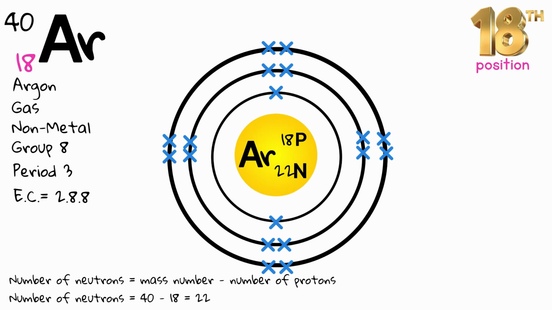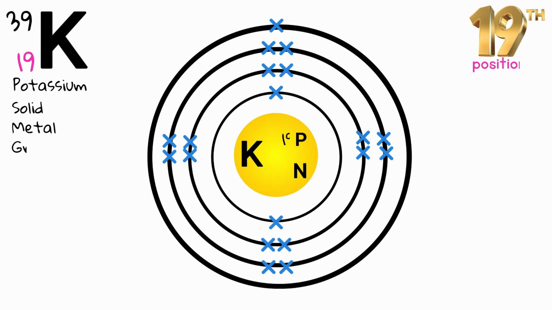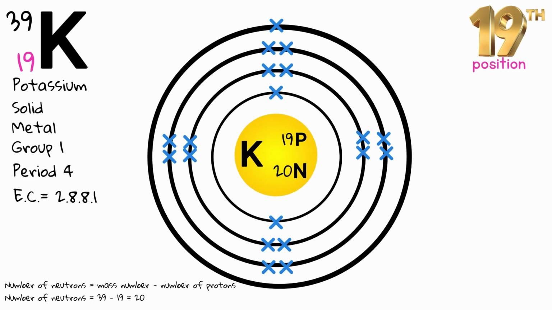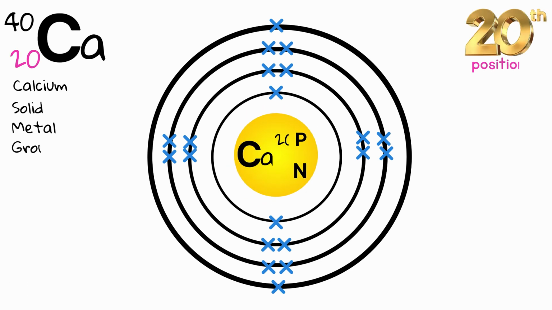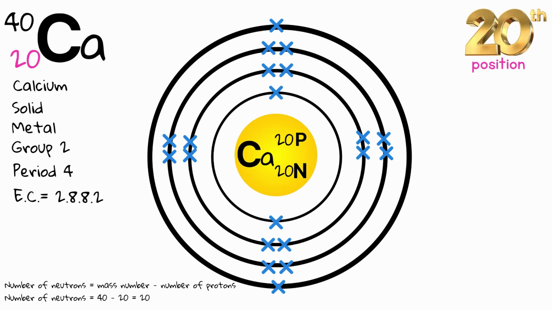And now that we've reached the 18th position, we see that the third energy level is completely filled. And now that ends this period. Argon ends this period, and we're now moving on to potassium, which is in the 19th position. And finally, the last one that we're going to focus on will be calcium in the 20th position.